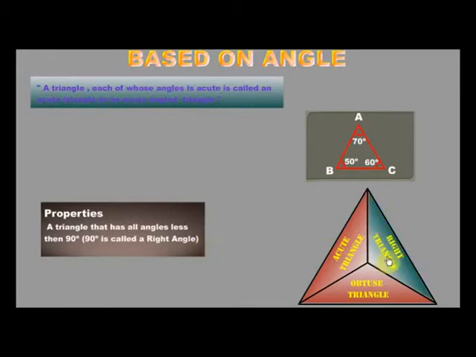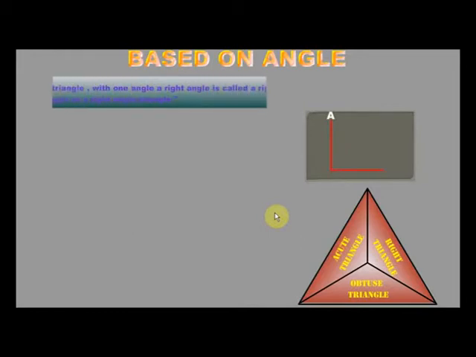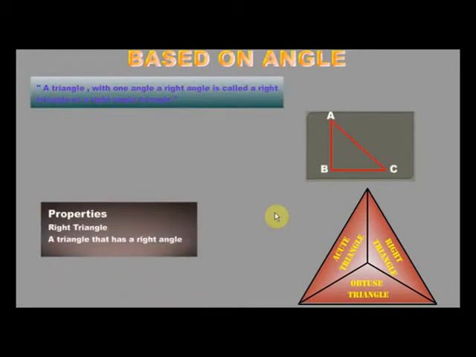The next type of triangle is the right triangle. Now what do we mean by a right triangle? We can say that a triangle with one angle a right angle is called a right triangle or a right angle triangle. So this is an example of a right angle triangle in which one of the angles, that is angle B, is a right angle. So for any triangle to be a right angle triangle, the condition is that one of the angles must be 90 degrees. So a triangle that has a right angle is known as a right angle triangle.